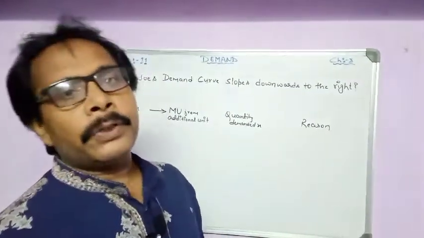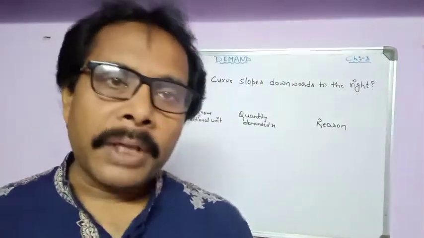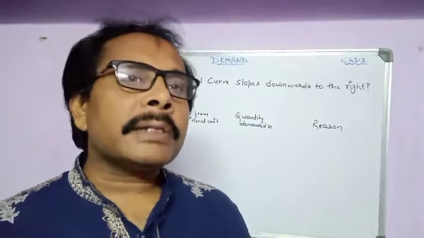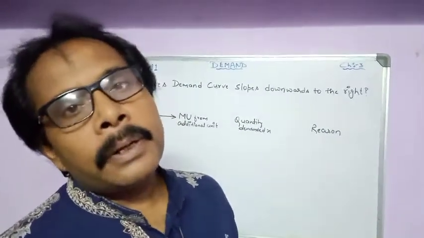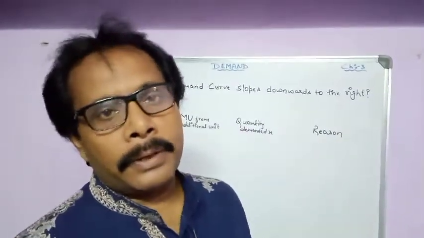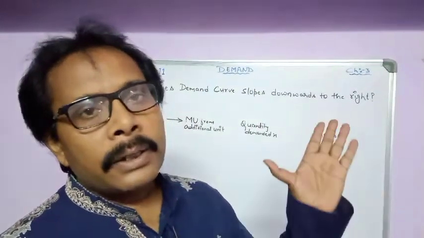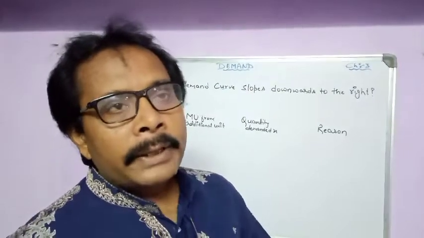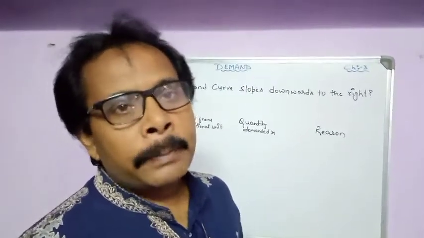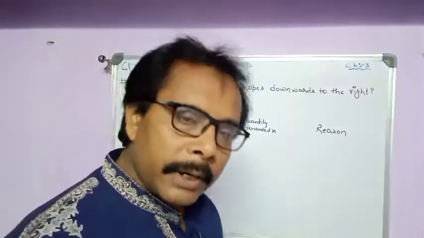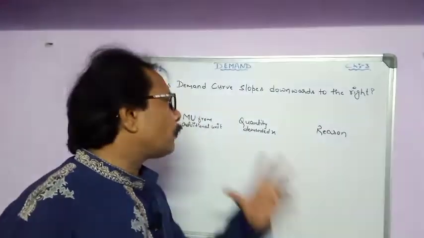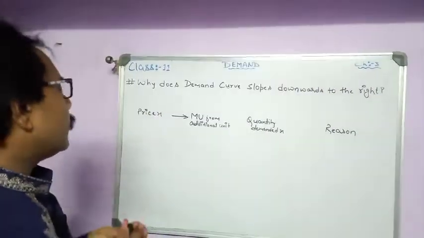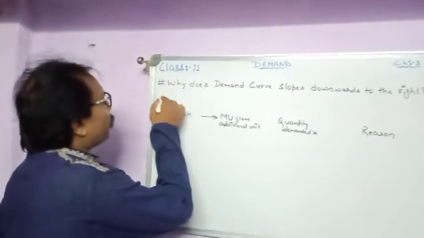In the previous video, I told you that there is an inverse relationship between price and quantity demanded, and due to that the demand curve slopes downward. But why is there an inverse relationship? Here we will try to understand. Is it clear? So first, that is point number 1.